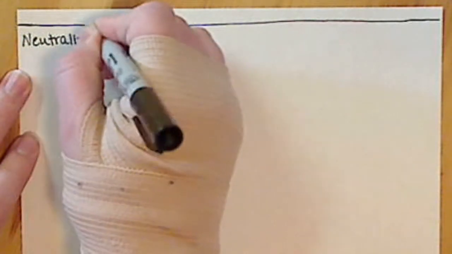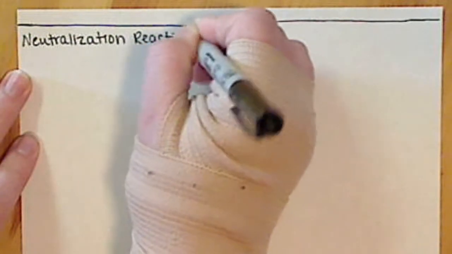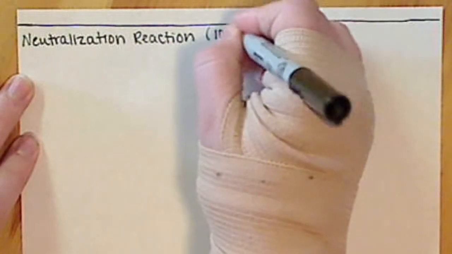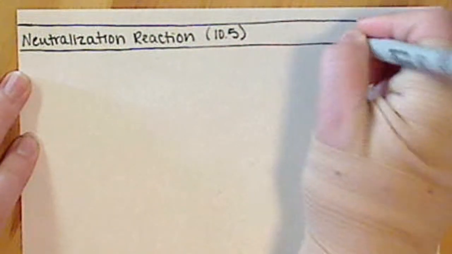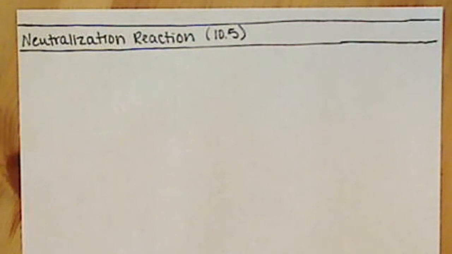So for the next section, 10.5, it's a bunch of reactions with acids and bases. We are only going to talk about one type of reaction, and that is a neutralization reaction. If you are a person who likes to read the book and follow along, please ignore all of the other sections. Only look at the neutralization reaction section.